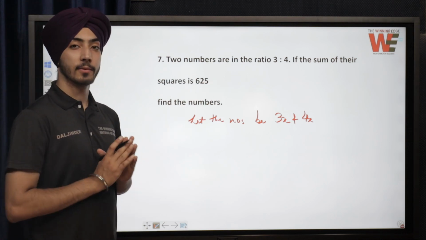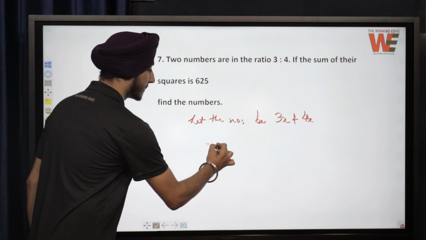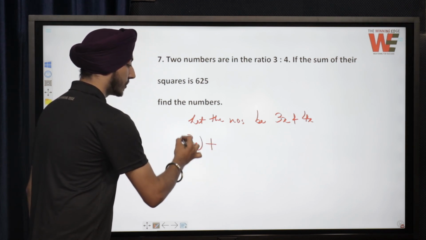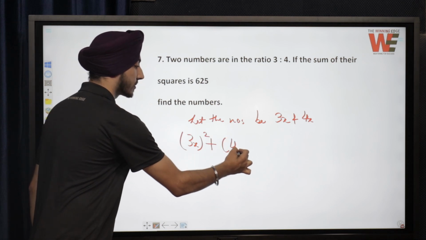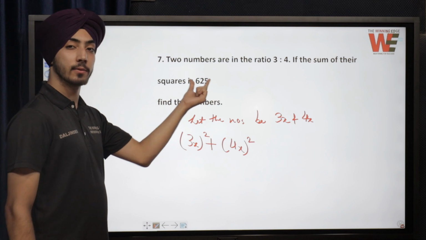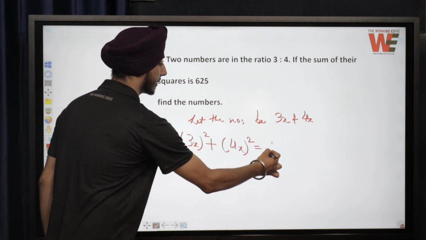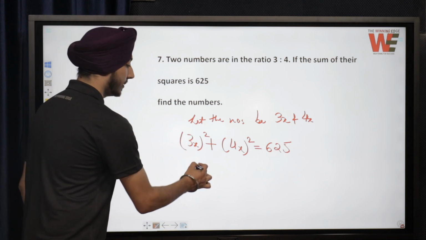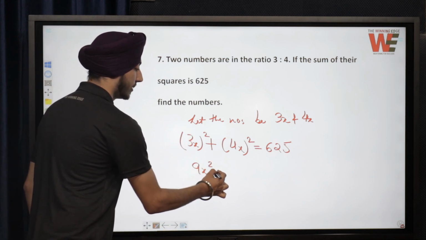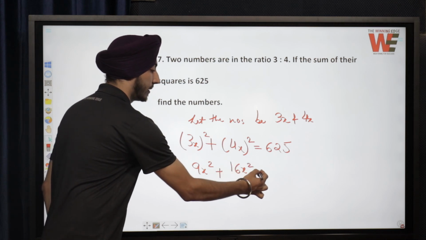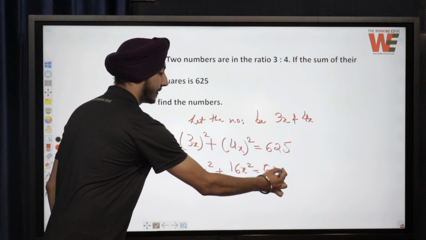Now it is telling you the sum of their squares, so we are going to add them. Their squares mean 3x square and 4x square. What is the sum of squares equal to? It is given equal to 625. So we'll write it down, 625. Now 3x square will be 9x square. This will become 16x square. And here we have the term 625.